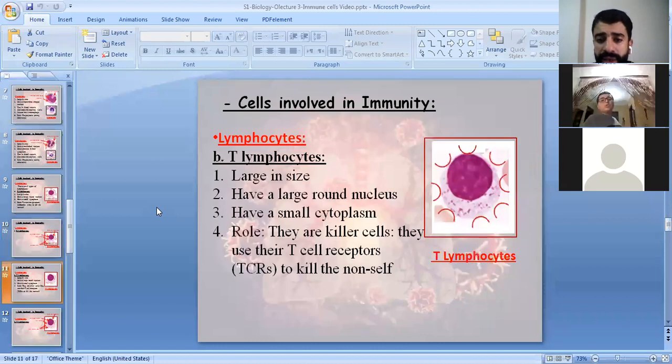T lymphocytes are very similar to B lymphocytes, except that they have TCR. They have T cell receptors on their membrane instead of having antibodies. So both B and T are large in size. Both of them have a large round nucleus. Both of them have small cytoplasm. T lymphocytes are called killer cells. Why? Because they use their T cell receptors. T cell receptor, TCR.